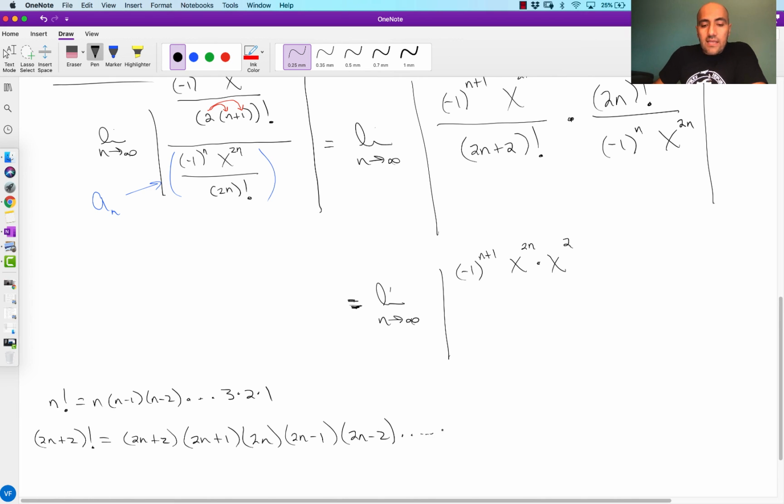Eventually, you're going to run into n, and then n minus 1, and then n minus 2, dot, dot, dot. Eventually, you'll get down to 3, 2, 1, right? Depending, of course, on the value of n. Okay, so that's how we can express this.